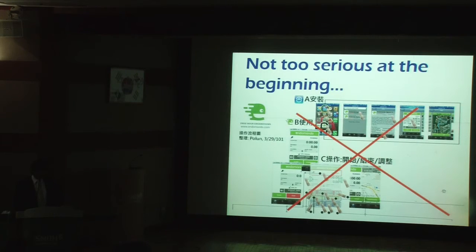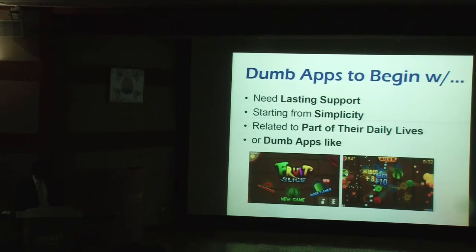But we found that it was not too serious at the beginning. Originally, I taught my students to teach these elder people to use applications so they can measure their exercise, right? But the elder people cannot do that. It's too much, too complex. And one of my students found the best software for elder people. Do you know which one? Fruit Slice, or Fruit Ninja.